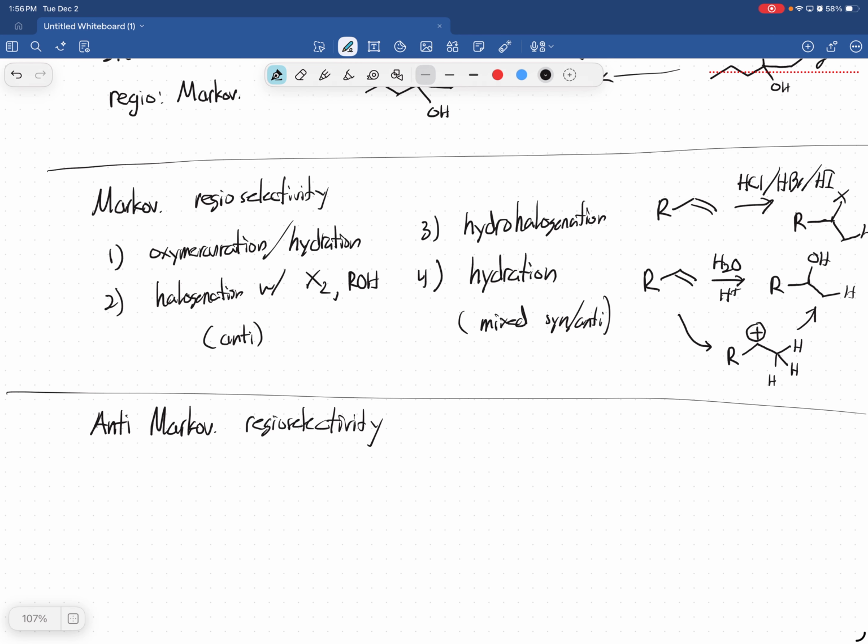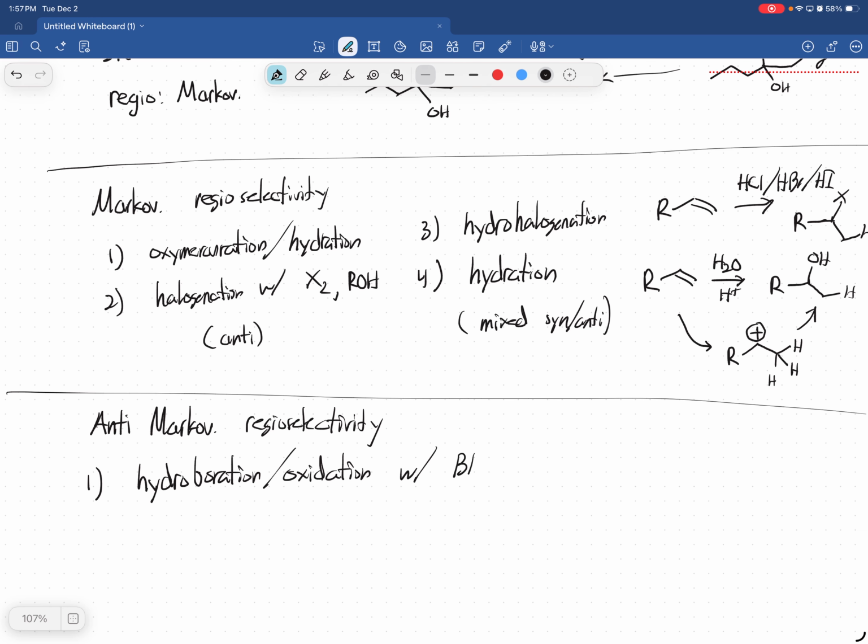All right. What's the first one we saw? I think it's the second reaction we went over. Hydro what? Yeah, hydroboration, oxidation.